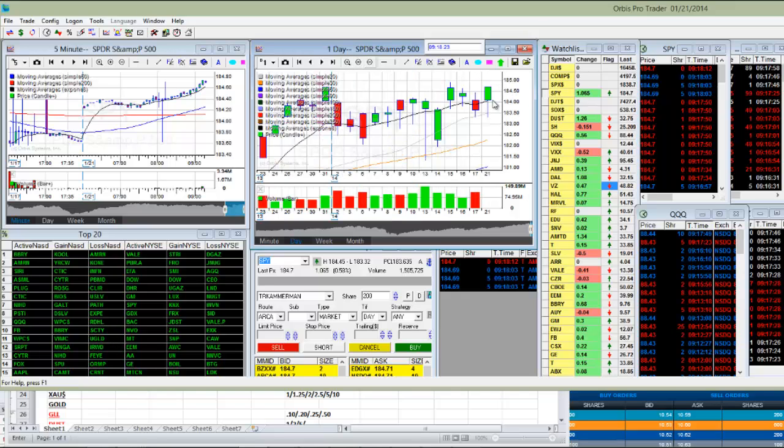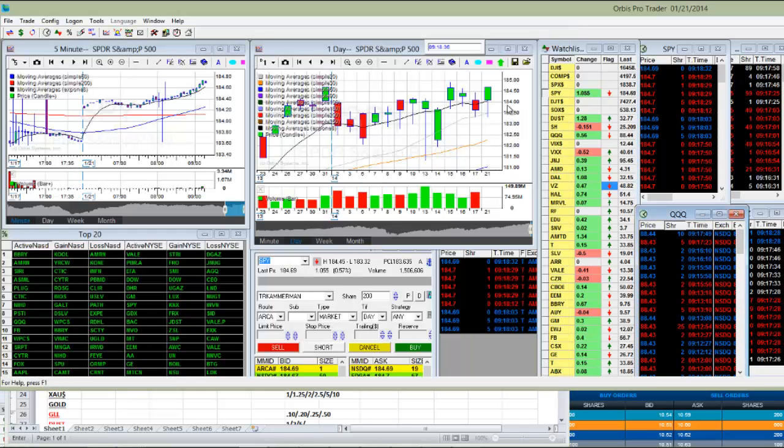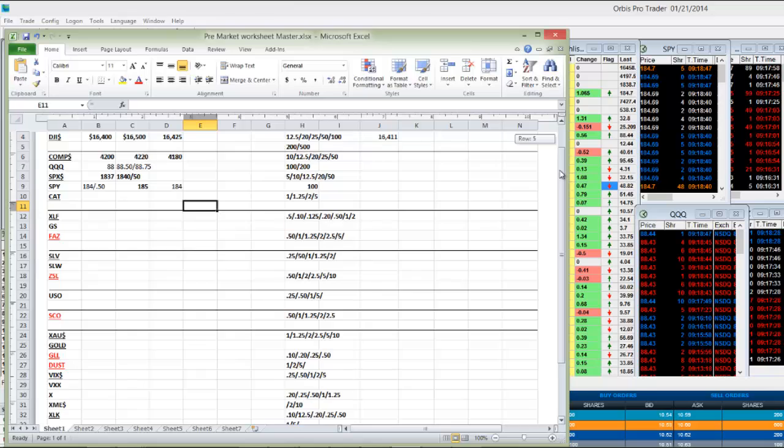Let's just see. And there's 184.50 as well. So we can put 184 and then 0.50. And the 8 is right here at 184. I'm going to put that in. Now you don't have to fill in this whole sheet. You know, what I do with this is I fill out what is hot for the day.